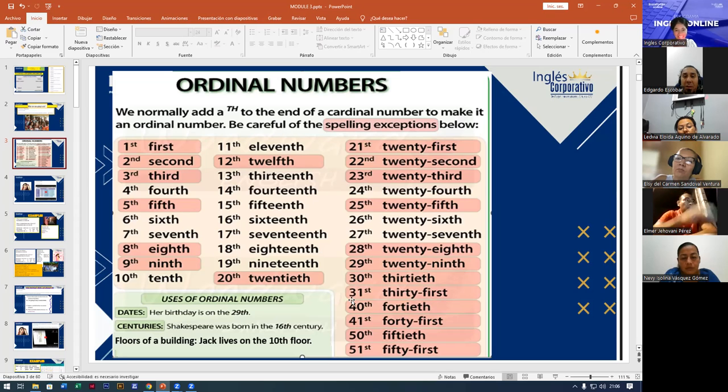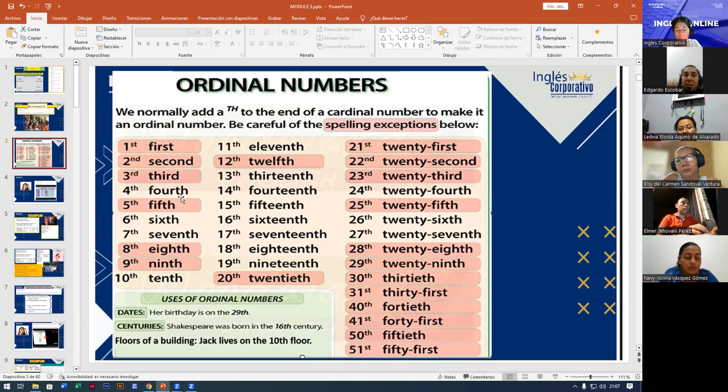31st. Repeat the routine here. 31st. Then you continue with 32nd, 33rd, right? Until 40th, 41st, 50th, 51st. So it's like a repetition of routine, right? We have first, second, and third. They are very different. But when you begin with the fourth, it starts with TH.